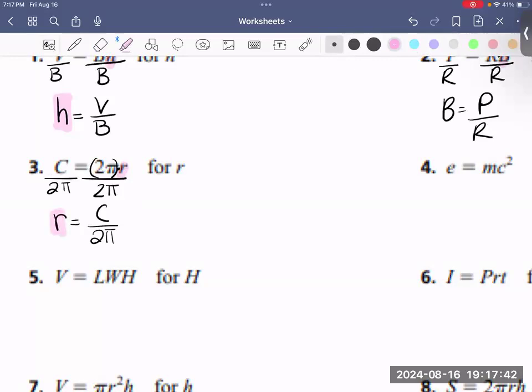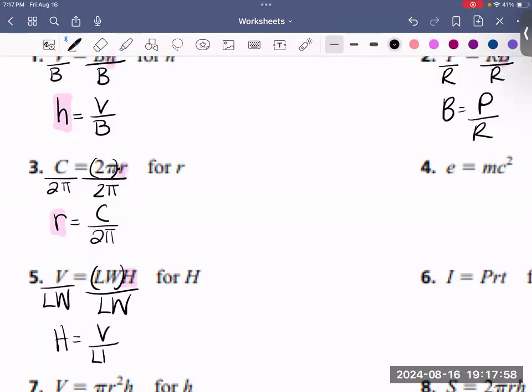So why don't you try it again for number 5? So h is being multiplied by L and W. So we're going to divide both of those together, and h is equal to V over LW.